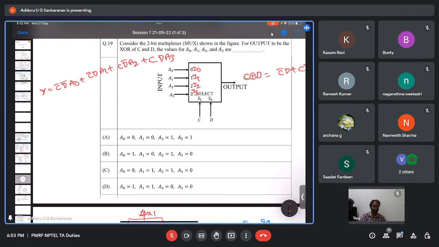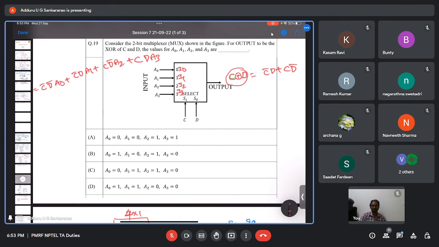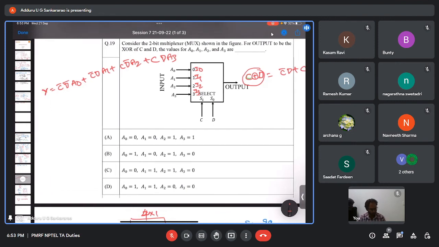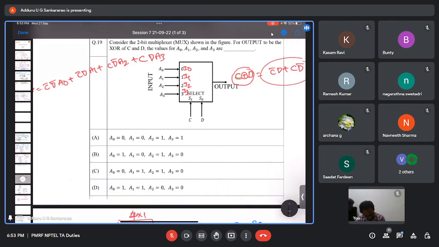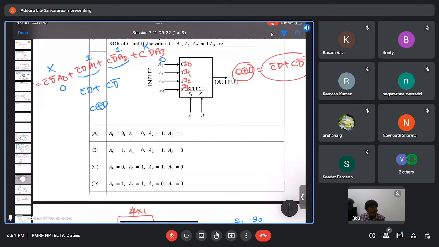Now what they are asking is that we want the output as XOR of C and D. That means the output should be C bar D plus C D bar. To get C bar D plus C D bar as output, we want these two terms, and we don't want the first and last terms, C bar D bar and C D. If I make A0 0 and A3 0, the first and last terms become 0. And if I make A1 as 1 and A2 as 1, we get C bar D plus C D bar, which is nothing but XOR of C and D. So the option is A0, A3 are 0 and A1, A2 are 1s, option C.